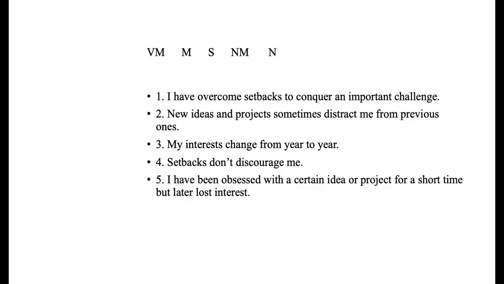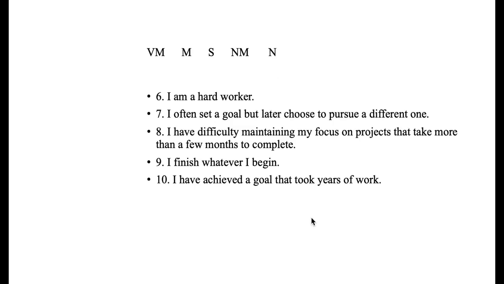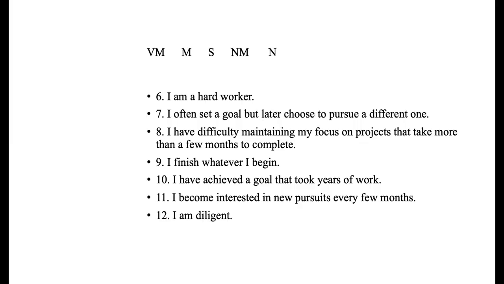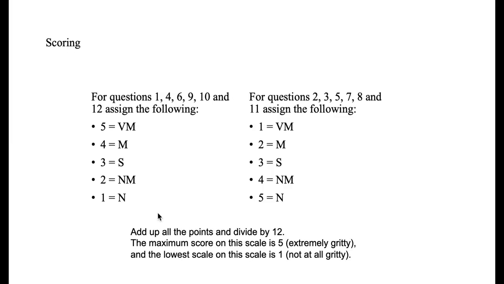So you read each statement and rate yourself using VMMS, MN, and N. And there are a few more. There are at least 12 statements. Once you rate yourself, here is the formula. For questions 1, 4, 6, 9, and 10, if you gave VMMS, MN, or N, choose these numbers. And for the other questions, 2, 3, 5, 7, 8, and 11, use these numbers to rate your scoring. After you've scored yourself, add them up. Whatever total you get for those 12 items, add them up.